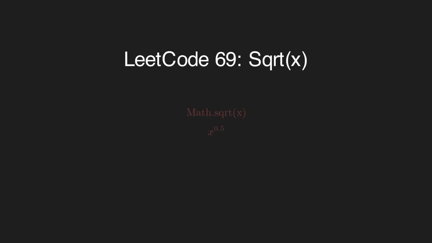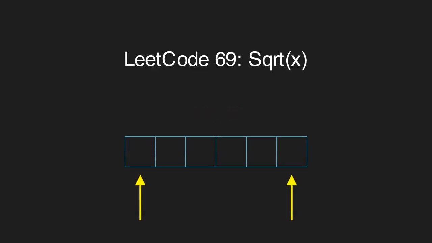I am Lemma. Today we are tearing down LeetCode 69, Sqrt. On the surface, this looks like a trivial math problem. You might be tempted to just use a built-in language feature and move on. But in a top-tier software engineering interview, this problem is actually a Trojan horse. It is not fundamentally about math.